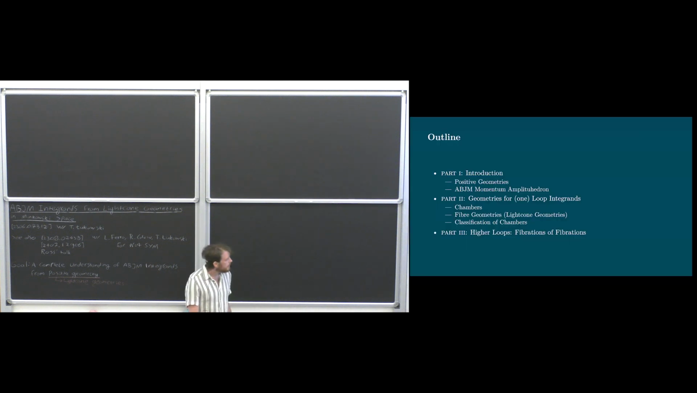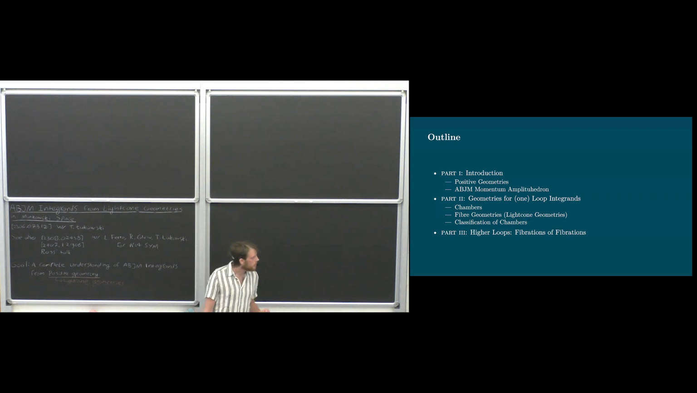So the outline is as follows. I'll first very briefly introduce the idea of positive geometries, and in particular an important one, namely the ABJM momentum amplituhedron. I won't do this in too much detail, but I will introduce everything that you need to know for the rest of the talk. So even if you're unfamiliar with these concepts, you should be able to follow along just fine.